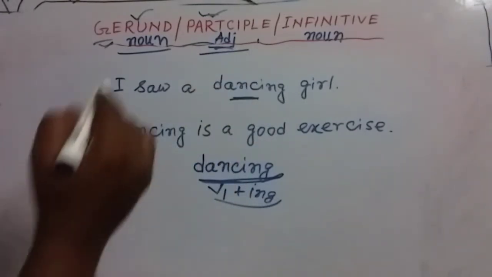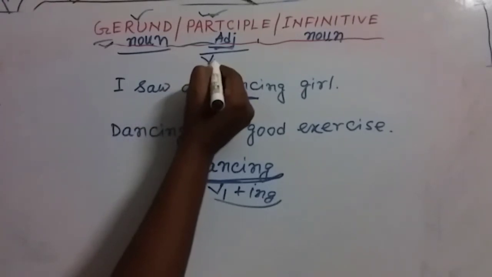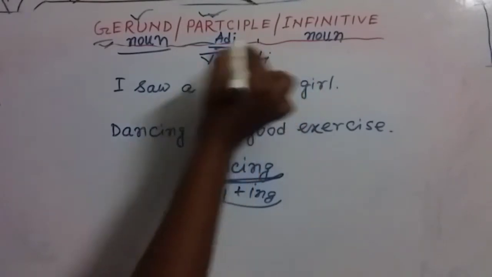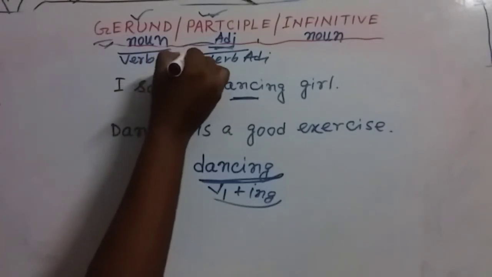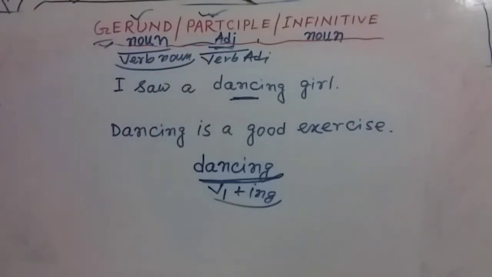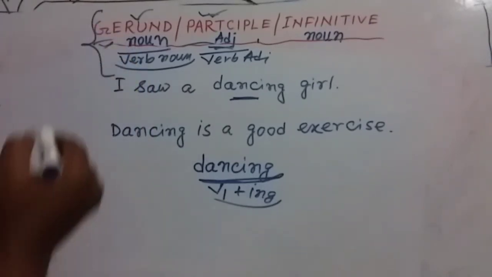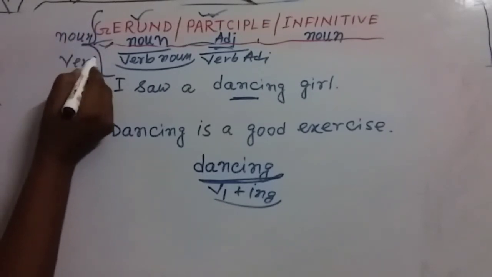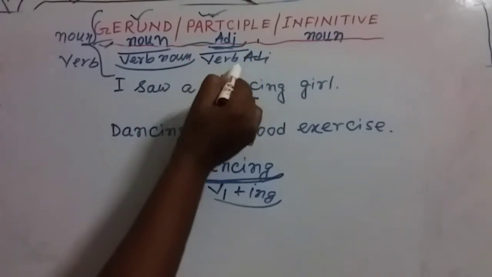Whenever this participle has the characteristic of a verb in a sentence, it is called a verb adjective or verbal adjective, and a gerund is called a verbal noun. That means in a gerund there may be the characteristic of a noun and also the verb, and in a participle there may be the characteristic of an adjective and also the verb.